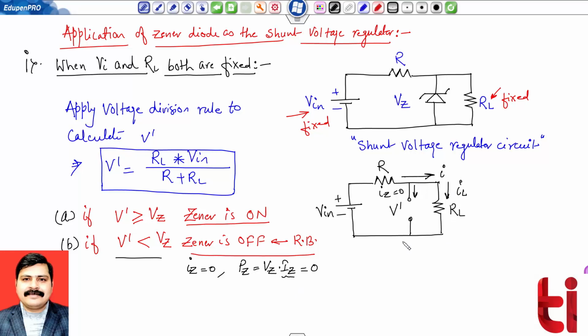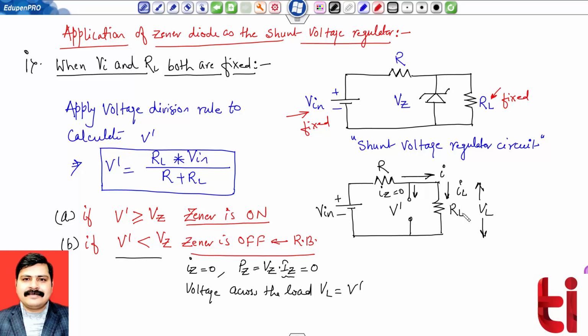And what about the output voltage? What is the voltage across the load in this situation? I'm saying that this voltage is, suppose, my VL. You can check VL is equal to V dash only, because this is my open circuit voltage.